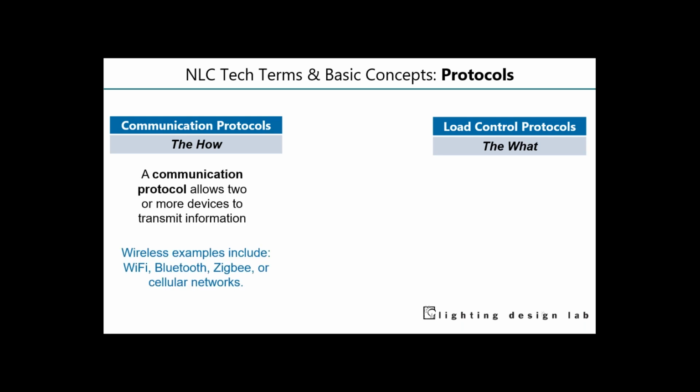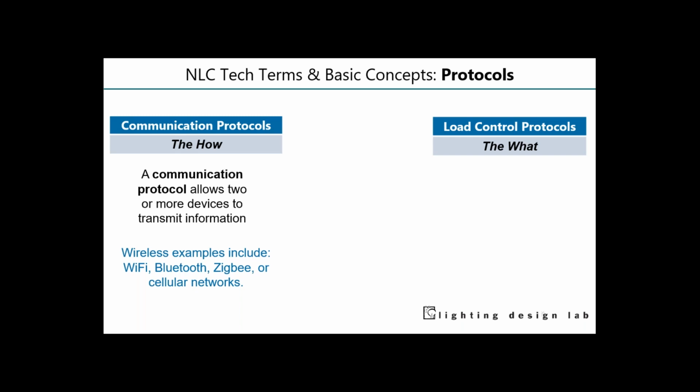So the communication protocol is the how, okay? The communication protocol is what is allowing two or more devices to transmit information. And so the wireless examples that we hear about and that are most common are Wi-Fi or Bluetooth or Zigbee, and yes, even cellular network signals, okay? And here's where the point of confusion is.